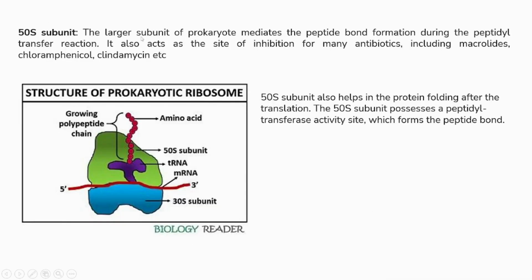The 50S subunit is comparatively larger than the 30S subunit, which mediates the peptide bond formation during the peptidyl transfer reaction. It also acts as a site of inhibition for many antibiotics, including macrolides, chloramphenicol, etc. So here you can see the 50S subunit of prokaryotic bacteria, which plays a very important role in the growing of the polypeptide chain. It also helps in protein folding after the translation is done.